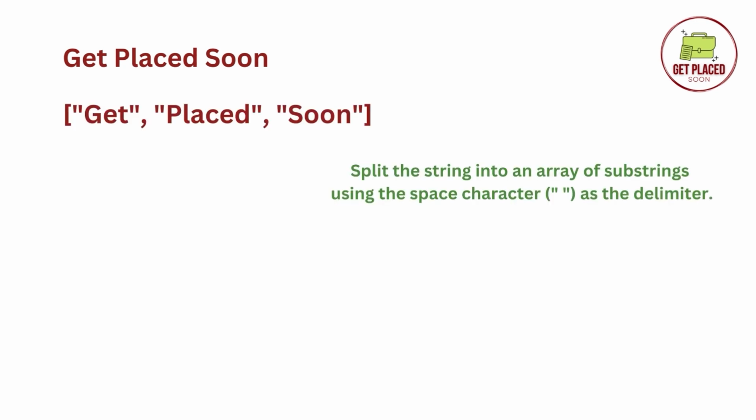Now consider the string get placed soon. We have three words with two spaces between get and placed and soon. The idea here is to split the string into an array of substrings. Now how do we split it? We split it with the concept of delimiter. The delimiter is a concept of separation. Here we use the space character. So wherever we have a space, we split it into substrings, right? So we have two spaces, therefore we got three substrings: get, placed, and soon.